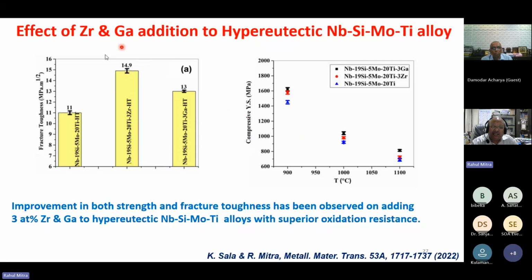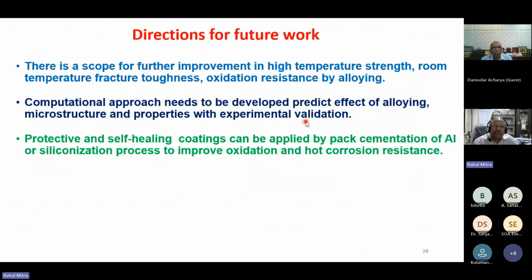So zirconium addition is a good idea. Gallium addition didn't actually contribute to oxidation resistance. Of course, it helped in improving both fracture toughness and strength. So directions of future work for silicides is that there is scope for improvement in high temperature strength, room temperature fracture toughness, and oxidation resistance by alloying, and a computational approach will be helpful, where one can predict the microstructure and properties and then do experimental validation.